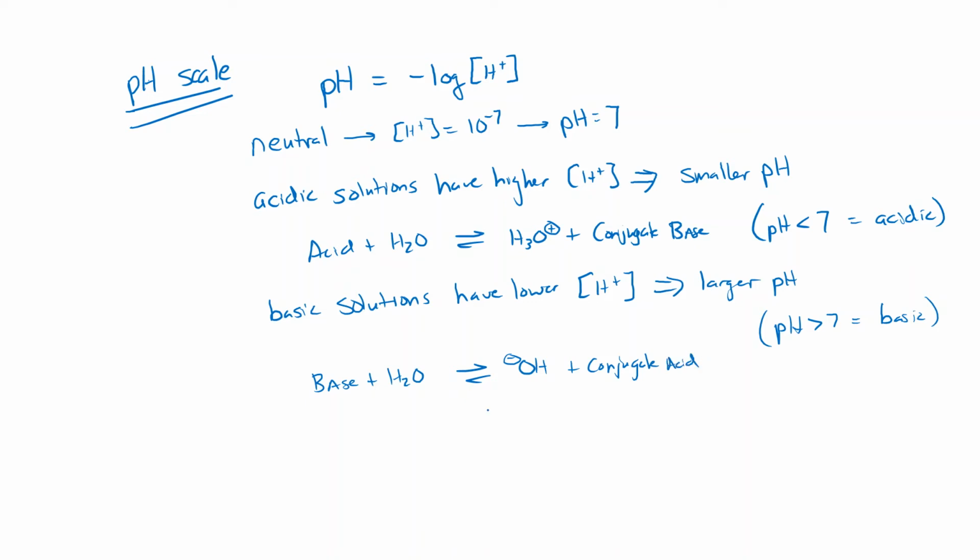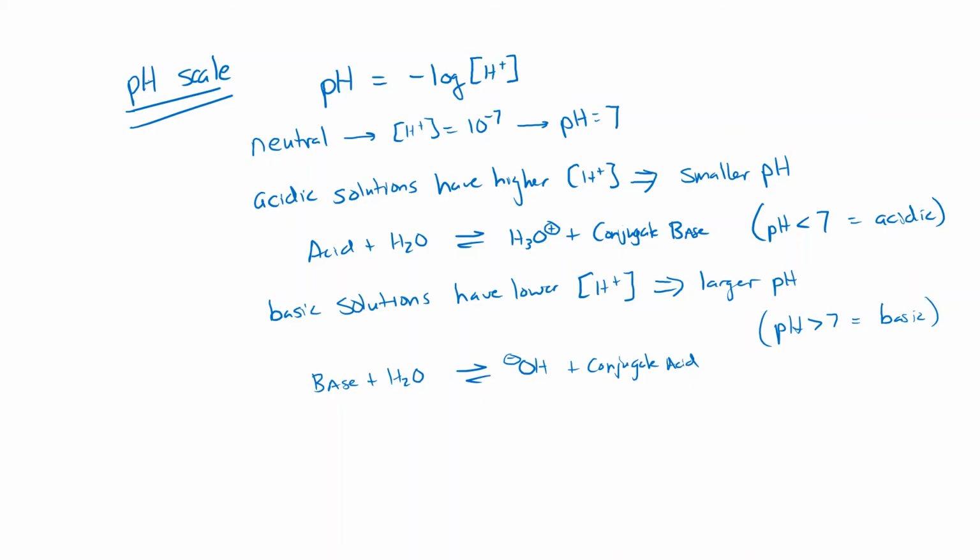So a base plus water gives us hydroxide. Now, when we produce hydroxide, what happens? Right? What happens to our H plus concentration when we produce hydroxide? The answer is the concentration of H plus goes down because remember, if the concentration of OH minus is going up, overall, the product of OH minus and H plus has to equal 1 times 10 to the negative 14th.